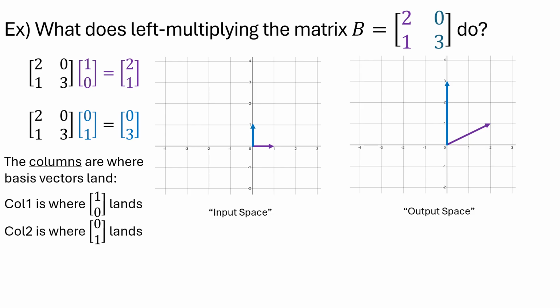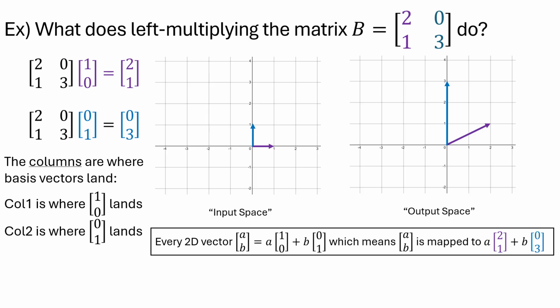So we start with our standard basis vectors. We already know the matrix moves the purple vector 1, 0 to the coordinates 2, 1, and the blue vector 0, 1 to the coordinates 0, 3. So this highlights the golden rule of linear algebra. The columns of the matrix are literally the coordinates of where your basis vectors land. If you know the columns, you know where x and y go right away.